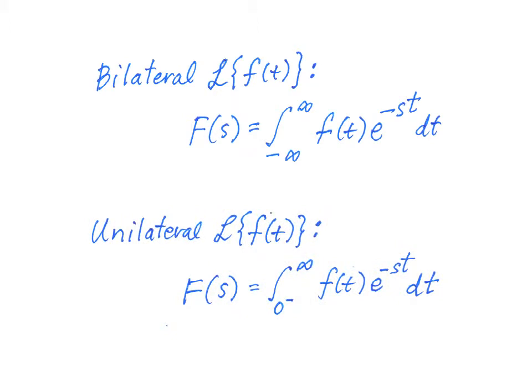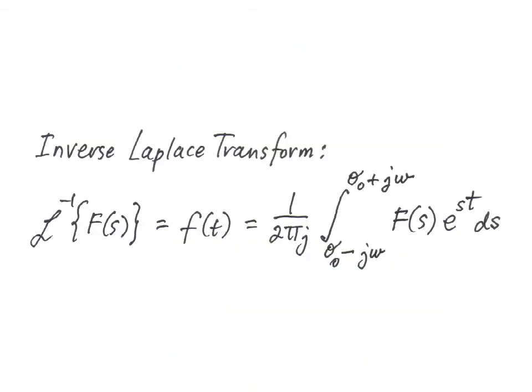The unilateral transform takes only 0 and to the right of it, so that impulses that occur at 0 may be included in the integral. We actually define it as 0 minus to infinity, and this means that causal signals f of t will have the same unilateral transform as they have bilateral transform, because they naturally are 0 to the left of 0. So when f of t is causal, there's no difference between these two transforms.